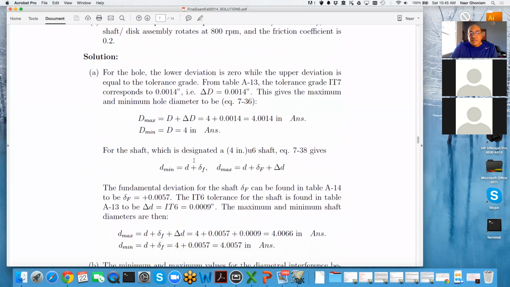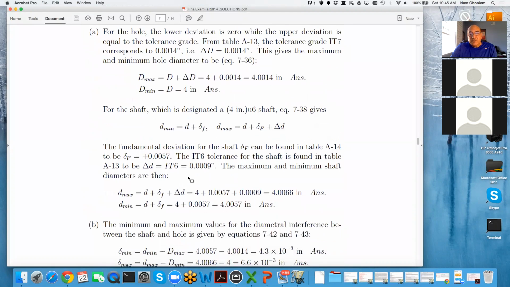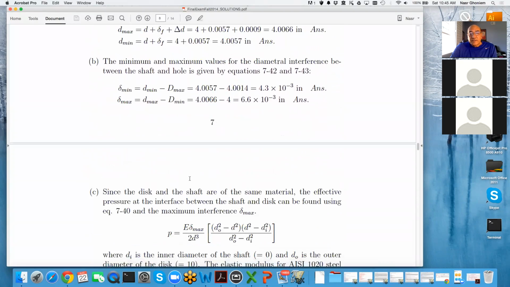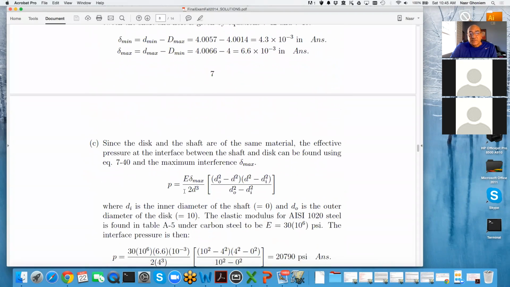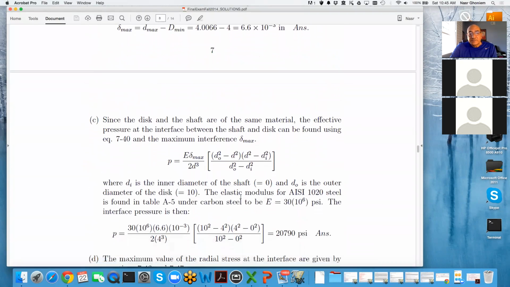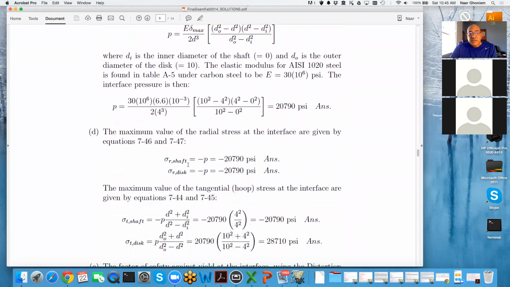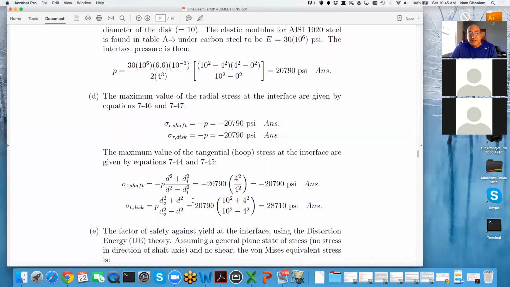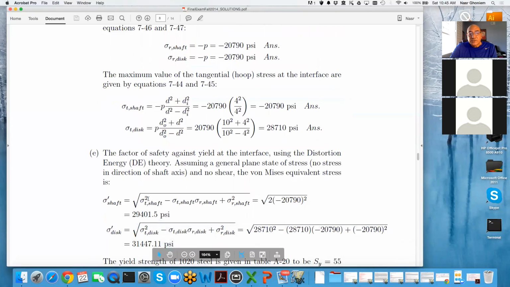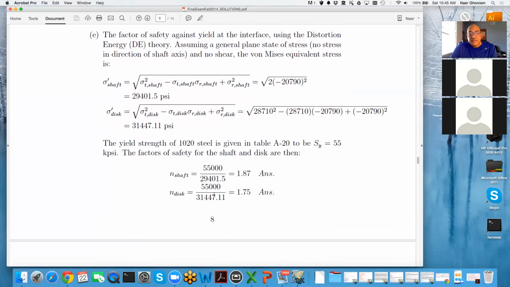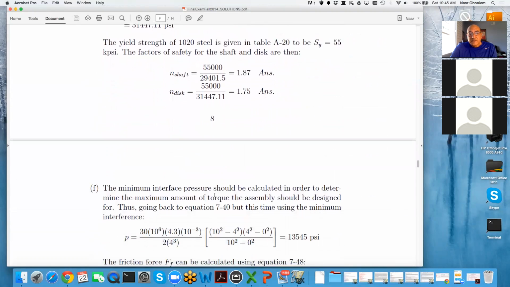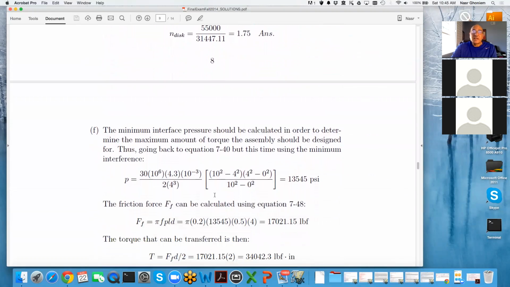So this is the geometry calculation for the diameters, maximum, minimum, and interface, and then the pressure depends on the maximum interference. The shaft material is the same. Then we have the pressure of 20 KSI, and that determines the stresses. We have radial and tangential stress on the shaft and on the disc. Therefore, we can use the von Mises equivalent stress, and that gives us the factors of safety. So this is for the stress.